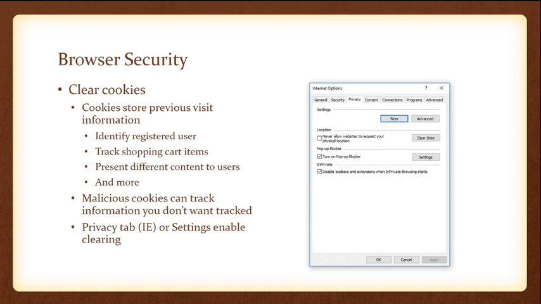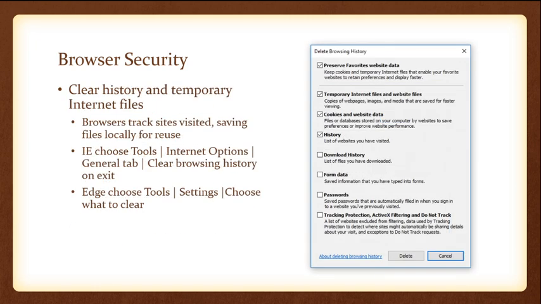So there's a way that you can go to the Privacy tab for Internet Explorer or Settings, and you can then clear the cookies. Browsers will record your browsing data, and if malware is present, it could possibly record that and then send it to the attacker. That's the spyware that we talked about. So you can clear your cookies and clear your history and temporary internet files.